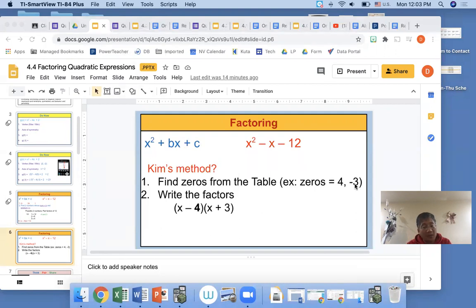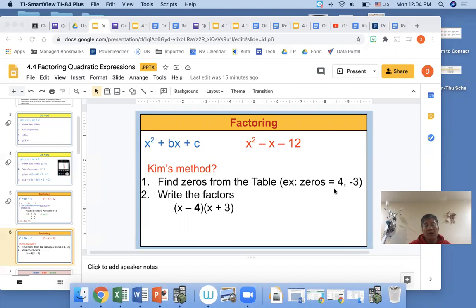Then when you write down the factors, you should think the opposite way. For 4, it's x minus 4. Negative 3 is x plus 3. Opposite sign, right? So how do you get the zero originally? You get the factor, set each factor equal to 0 and solve for x, right? x minus 4 equals 0. Then if you move 4 to the other side, x equals 4, that should be the zero, right? That's your way to find the answer.